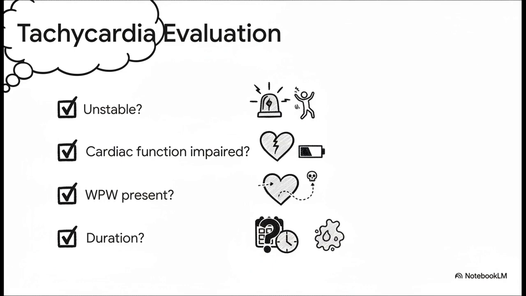1. Are they unstable? That is always priority number 1. 2. What's their cardiac function like? This is going to guide your choice of drugs. 3. Could this be WPW syndrome? You got to rule that out because some drugs are a no-go. And 4. How long has this been happening? This is so crucial for thinking about clot risk, especially in AFib. Master these 4 questions and you'll be ready for any tachycardia that comes your way.